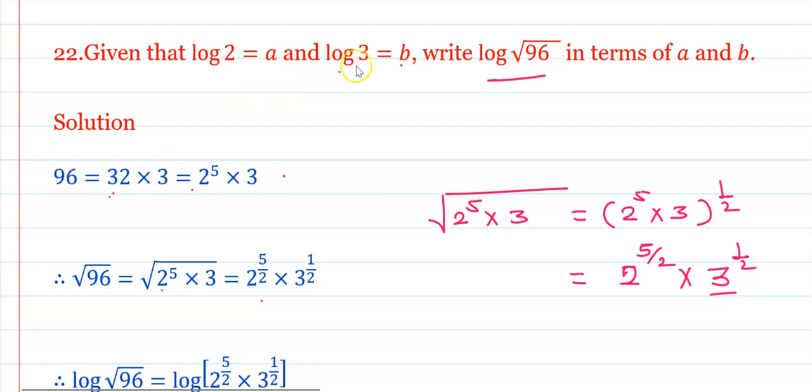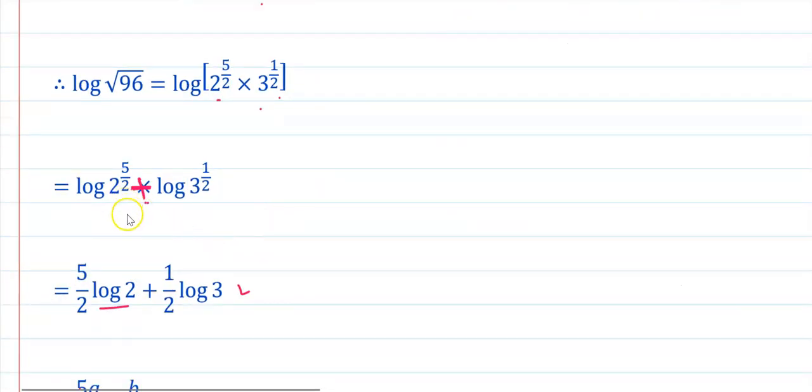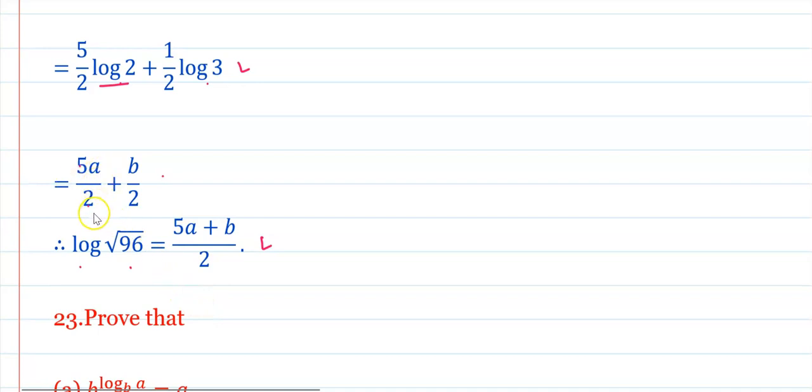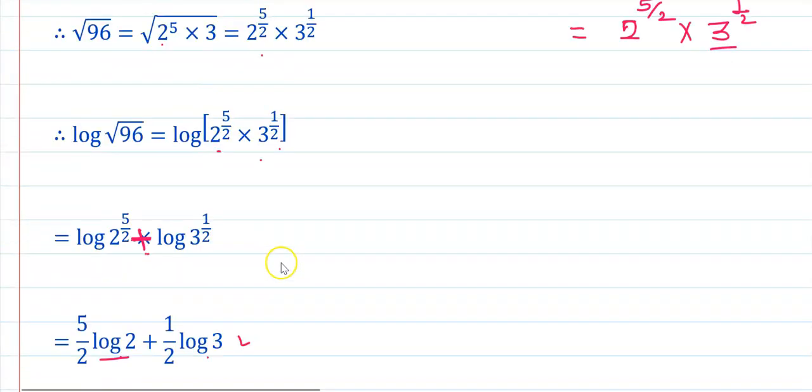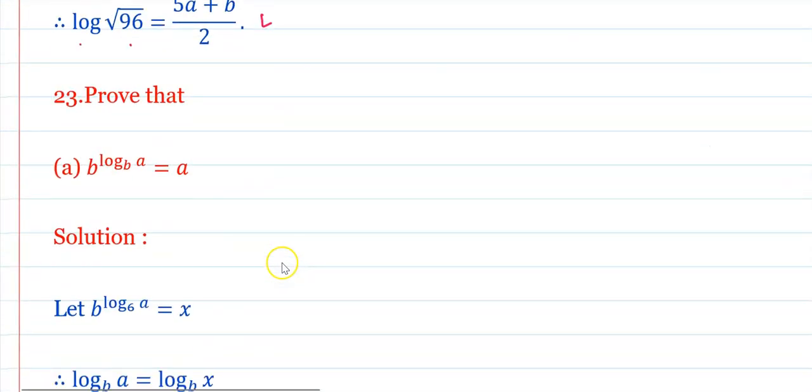Log of 2 is a and log of 3 is b. Therefore this is replaced by a, this is replaced by b. Therefore 5a upon 2 plus b upon 2. Okay. We can add this. Therefore log of root of 96 is equals to 5a plus b upon 2. Okay. In this way. Now the next question.